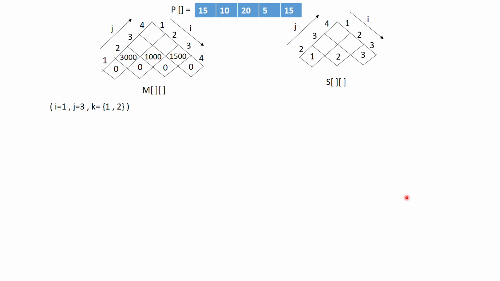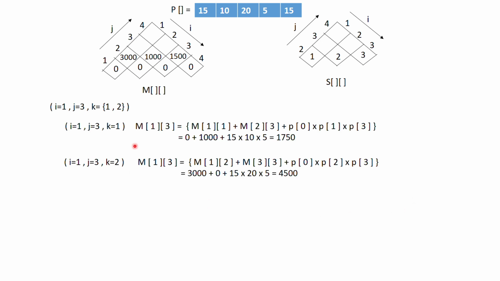Now let's see the calculations. For K equals 1, M of 1, 3 will be 1750, and for K equals 2, M of 1, 3 will be 4500. So the minimum value is 1750 and the K value is 1. So store it in the tables.